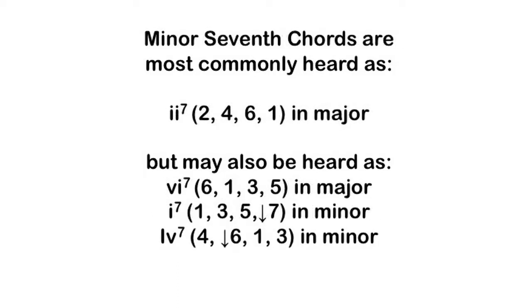Minor seventh chords, we typically hear them as scale degrees 2, 4, 6, and 1, that is the supertonic seventh chord in the major mode, or as the tonic seventh chord in the minor mode, consisting of scale degrees 1, 3, 5, and lowered 7. The minor seventh chord also frequently is heard as a submediant seventh chord in the major mode, consisting of scale degrees 6, 1, 3, and 5.